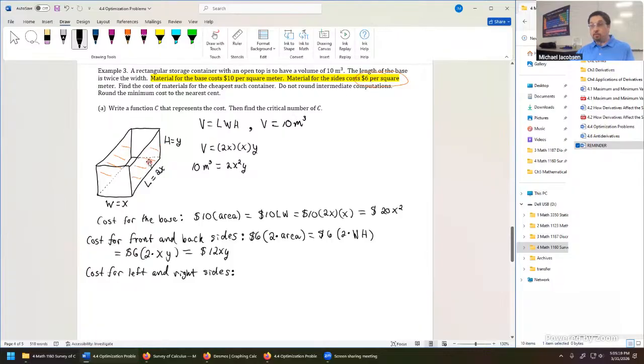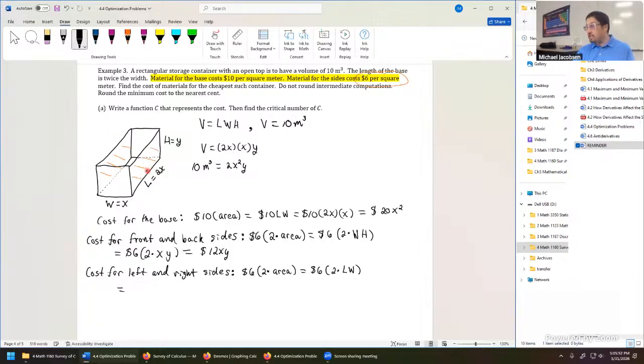There's still two sides that we're going to take into account. So it still has this format. We take $6, two sides of exactly the same area, so 2 times area. But the area formula is different now, so we have to be really careful on this next portion. This is going to be $6 times 2 times the area. The area here is not width times height, it's now length times height to get the area of these sides. So L times W.